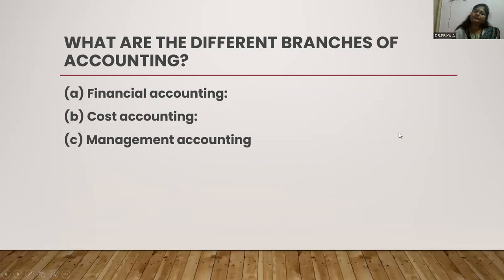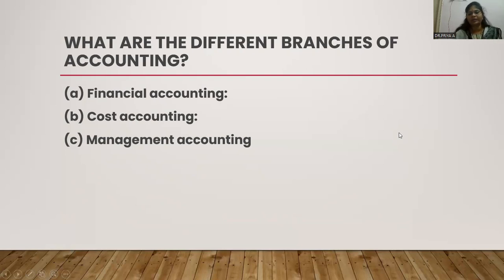So next are the different types of accounting. The first one is financial accounting. Financial accounting is that branch of accounting which involves identifying, measuring, recording, classifying, and summarizing the business transactions. Financial accounting is important for the business because it helps them to keep track of their financial transactions so that they can make sound decisions on how to allocate their resources.